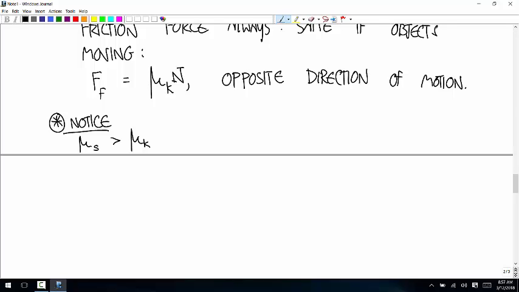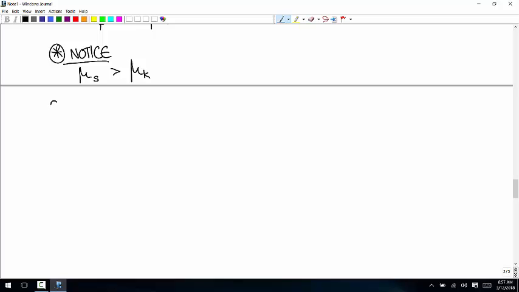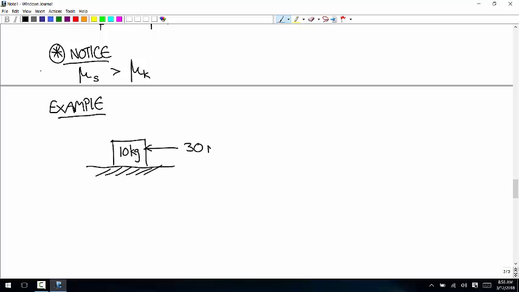Okay, so I'm just going to do an example. You approach these always the same way. Let's say we have a surface and a 10 kilogram object, and you apply a 30 Newton force this way. Let's say that the coefficient of kinetic friction is 0.1.